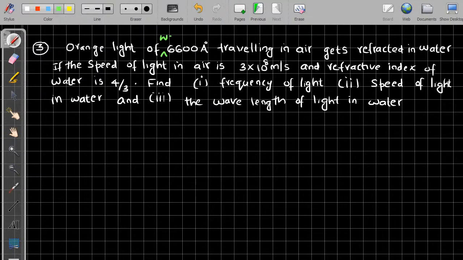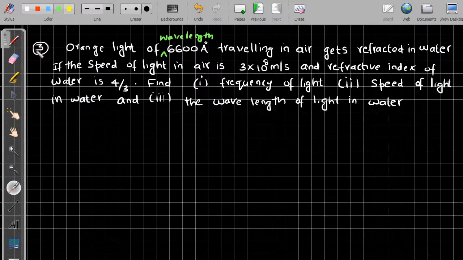Orange light of wavelength 6600 Angstrom. Angstrom is one of the units that we use to express the wavelength. Okay, wavelength 6600 Angstrom, traveling in air gets refracted in water. If the speed of light in air is 3 into 10 raised to 8 meter per second, and the refractive index of water is 4 by 3, find the frequency of light, speed of light in water, and wavelength of light in water.